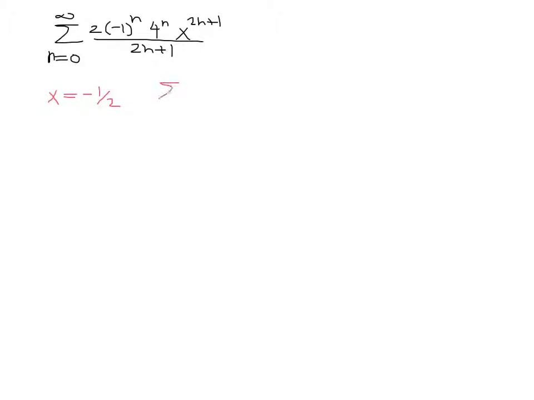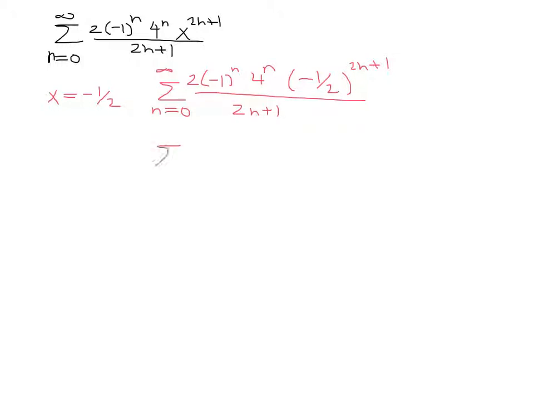So when we plug in negative 1/2 for x, we have a sum from 0 to infinity, 2 negative 1 to the n, 4 to the n, negative 1/2 to the 2n plus 1, all over 2n plus 1. Now, one slightly tricky thing is that 4 to the n is the same thing as 2 to the 2n. And so 2 times 4 to the n is actually 2 to the 2n plus 1.